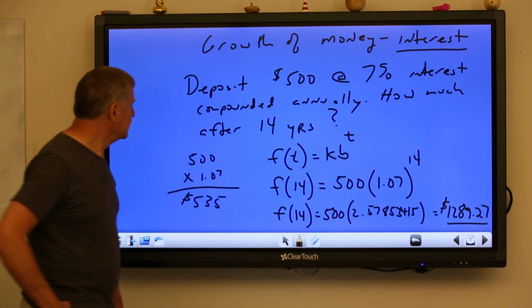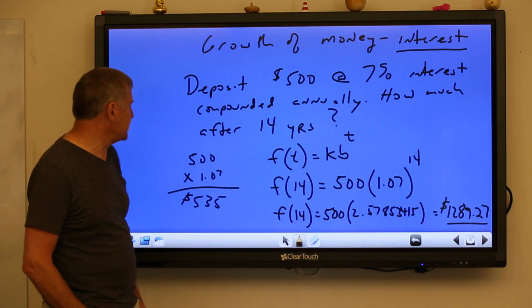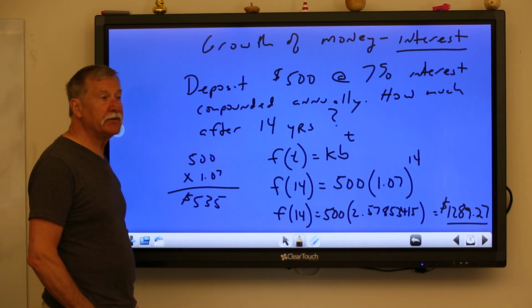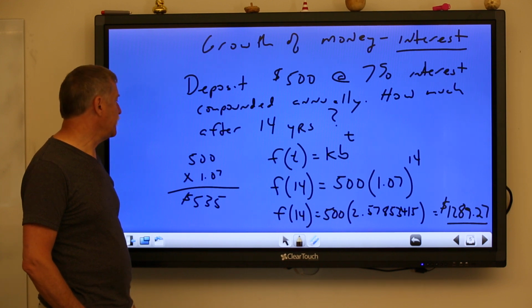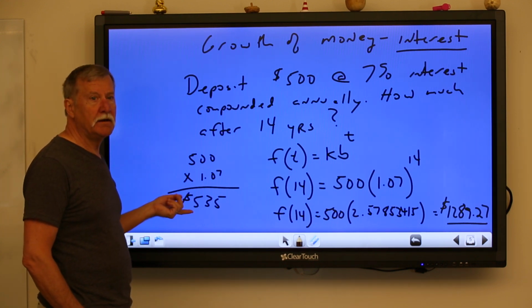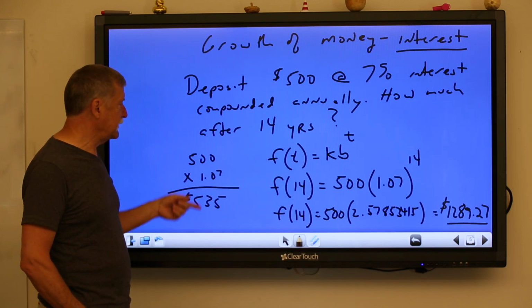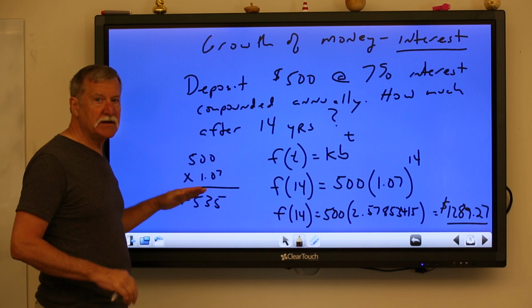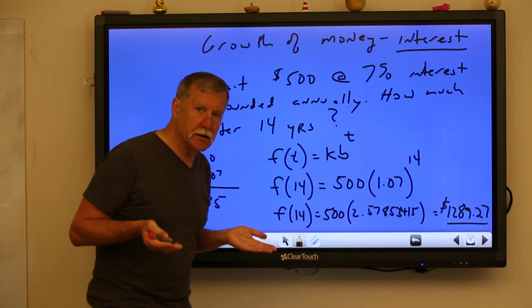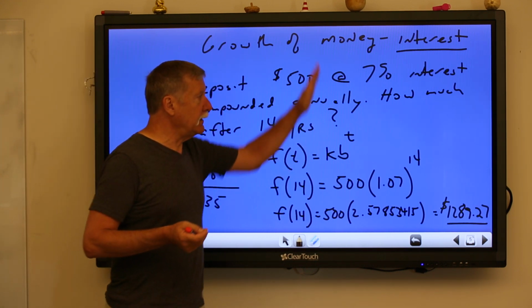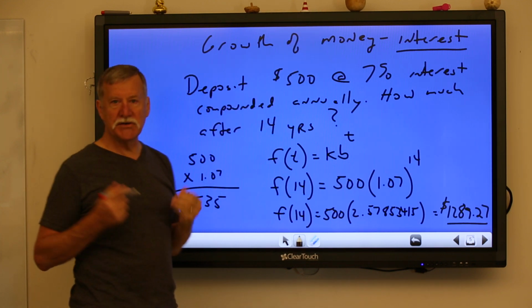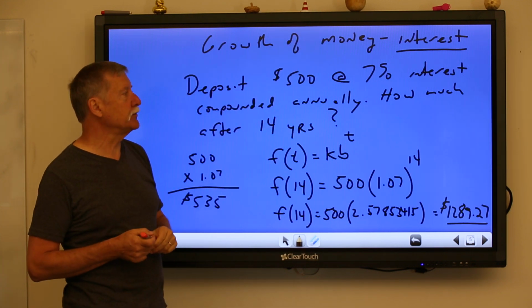All right. So yeah, I get 7% of 500, which is about 35 bucks. So now I've got, after 1 year, 535 bucks. After 2 years, I get 7% added on to this, not to that. So you see, once again, we're not talking linear here. We're talking higher, higher, higher, higher, and so forth, which is a characteristic of exponential growth.